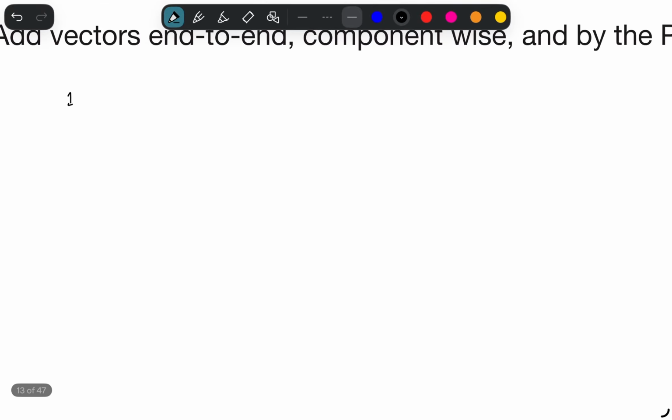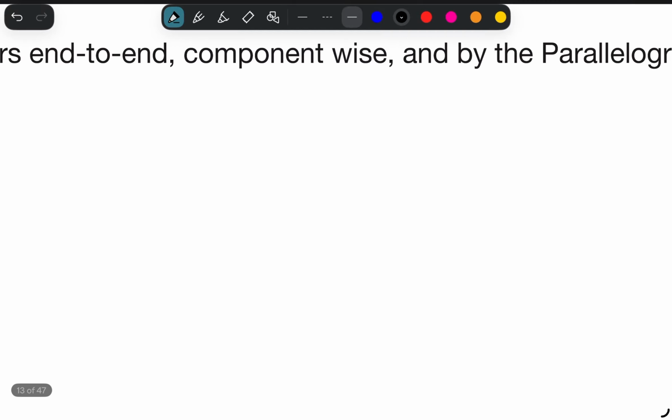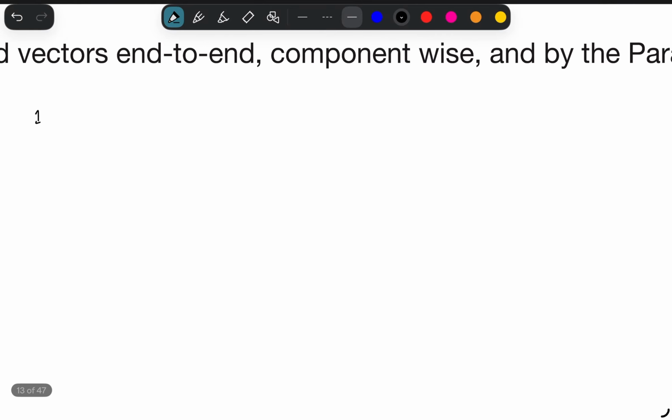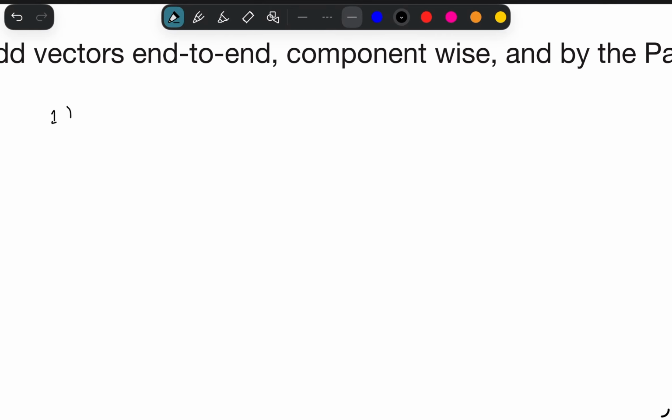In this video, we're going to go over how to add vectors end-to-end, component-wise, and by the parallelogram rule. So let's say that we have y plus z, where y is 8, 1, and z is 1, 6. So you're going to add 8 plus 1 and 1 plus 6: 9 and 7.